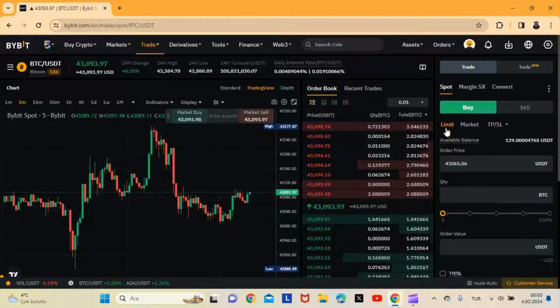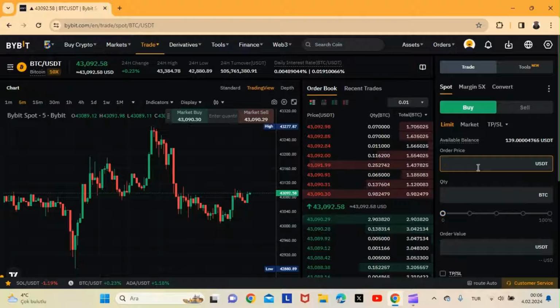Now you come to limit order. A limit order is where you want to buy at a particular price. Bitcoin is currently 43 thousand, for $3,000. You don't want to buy Bitcoin at this particular price. You want to buy in the future at a lower rate. All you need to do is, in your order price, just enter the price which you want to buy at. Let's say you want to buy Bitcoin when the price drops down to 42,000.